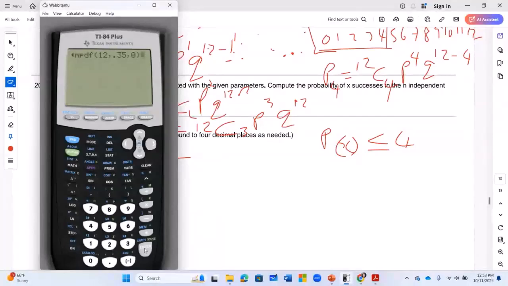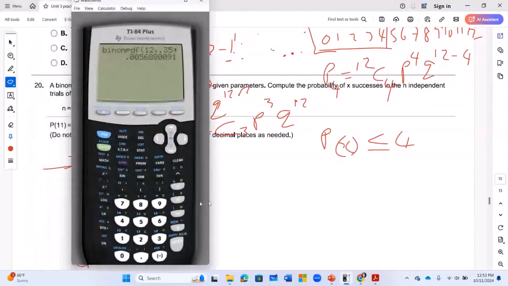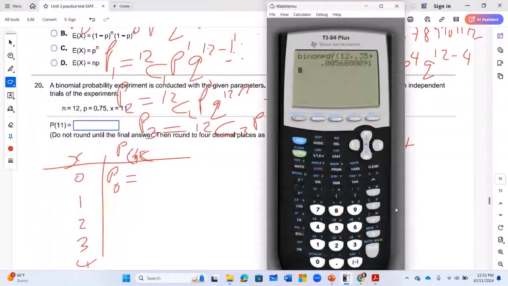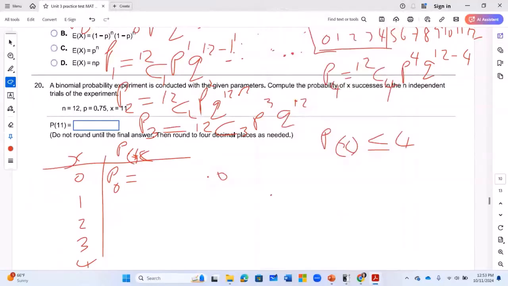And by the way, the argument is NPR. Okay, so to 4 decimal places, P0 is 0.0057. Let me write it here, 0.0057. And so remember that this is the same as 12 combination 0, success to power 0, failure to power 12 minus 0. And so when I calculate that, I'll get this.